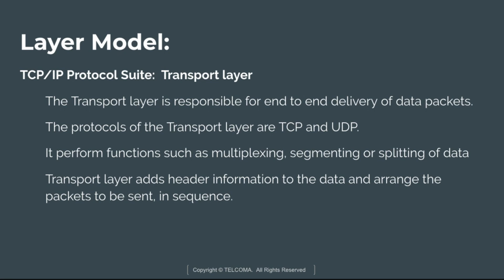Next layer is the transport layer. It is also known as the host-to-host transport layer. The transport layer is responsible for end-to-end delivery of data packets. The protocols of the transport layer are TCP and UDP. It performs functions such as multiplexing, segmenting, and splitting of data. The transport layer adds header information to the data and arranges the packets to be sent in sequence. This is the working of the transport layer, and it uses two protocols, TCP and UDP, that is, Transmission Control Protocol and User Datagram Protocol.